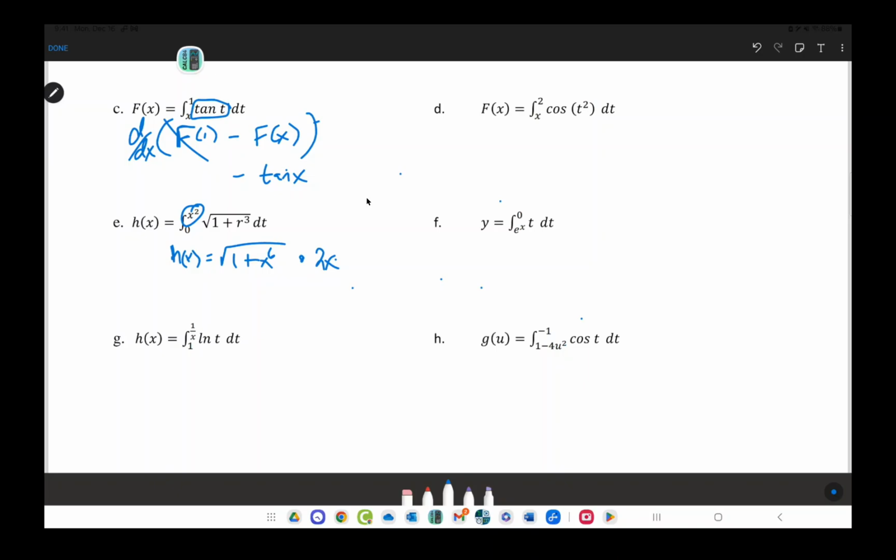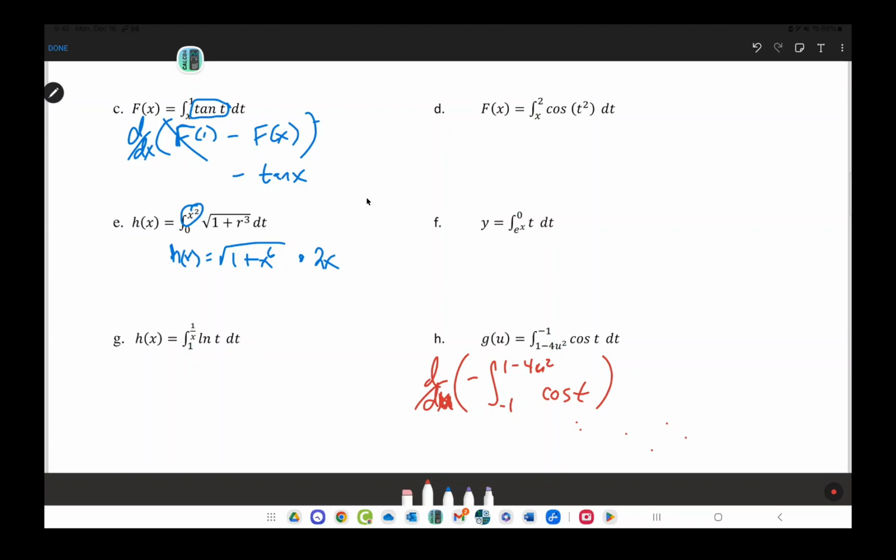H. Sure. Didn't we already do H? Yeah, but okay. So again, you could do this a couple ways. If you want to go ahead and just make it negative and flip it, 1 minus 4u squared, negative 1, cosine t. When we take the derivative of this, and that would actually be u because u is in my bounds, what does the derivative of the integral going to do? They're going to cancel out.